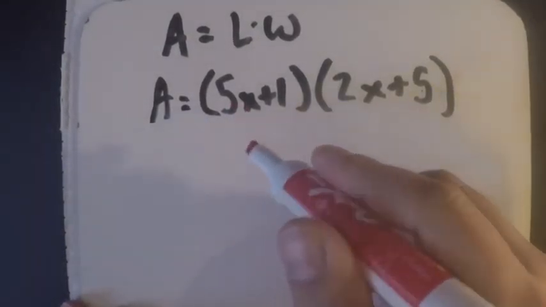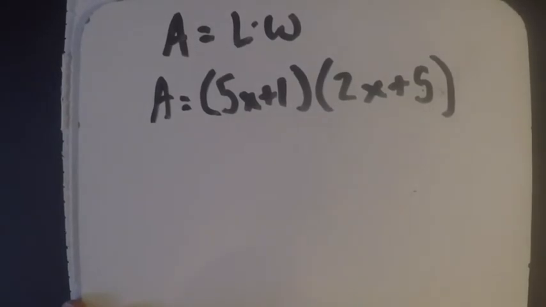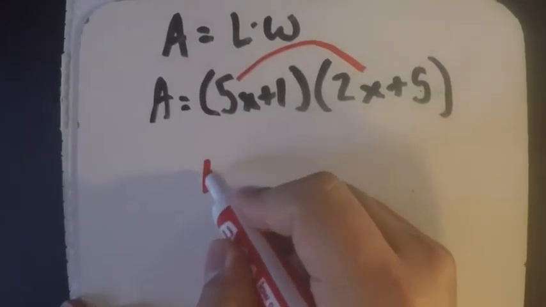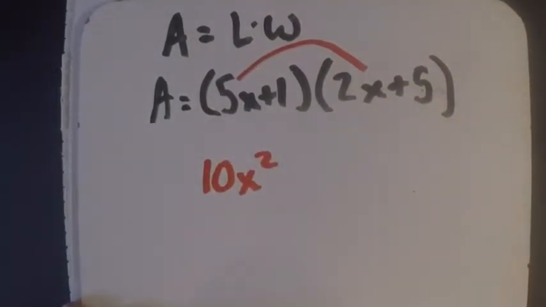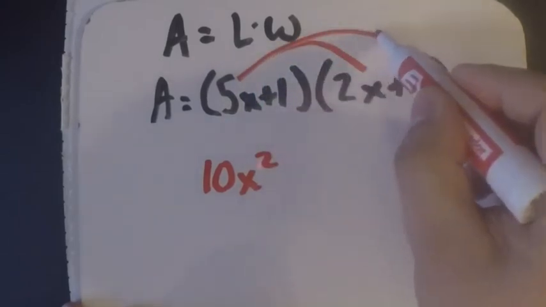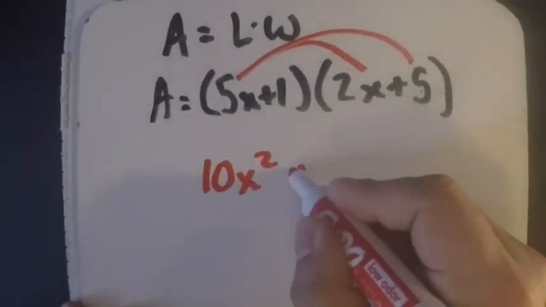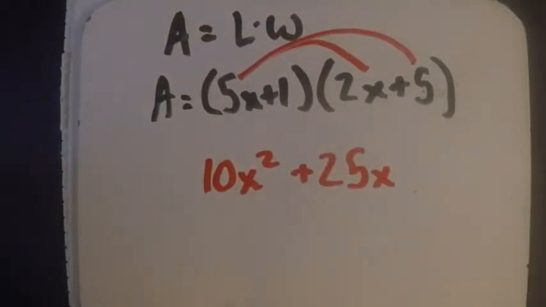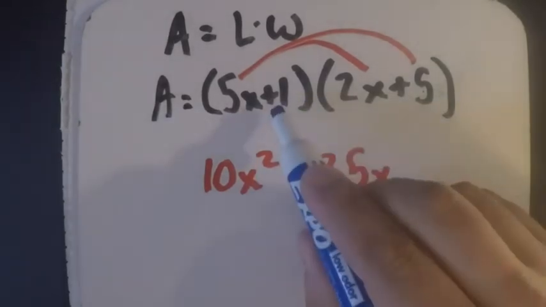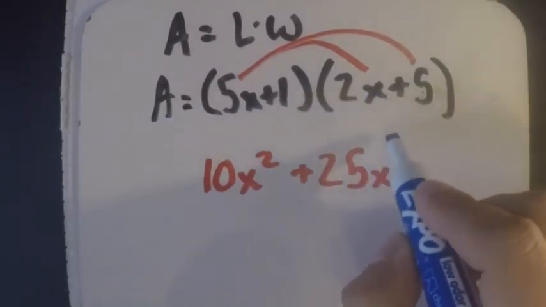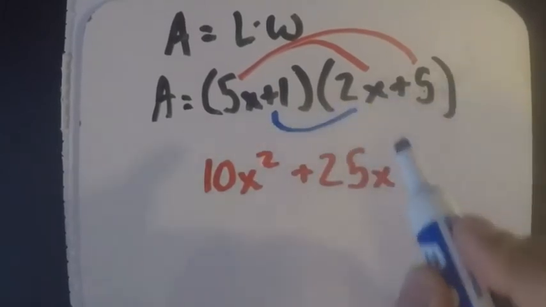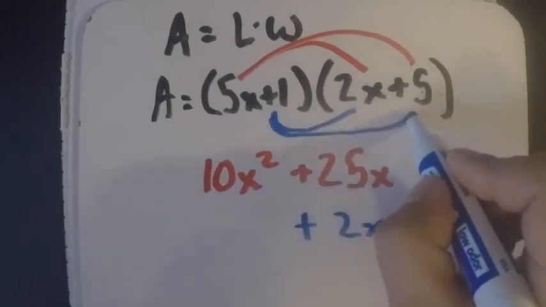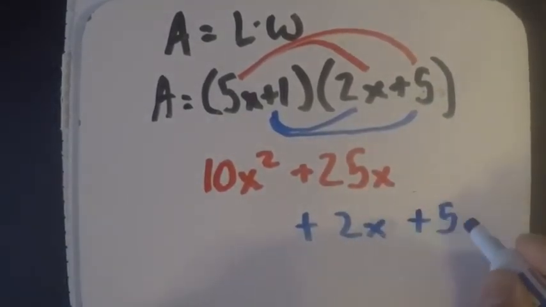Starting with our 5x, we're going to distribute it to both terms in our second binomial. So we'll do 5x times 2x, which is 10x squared. Then we multiply 5x times 5, which is plus 25x. Then we'll use a different color for our second term. We take 1 and multiply it by both terms in that second polynomial. So 1 times 2x is plus 2x, and then 1 times 5 is plus 5.